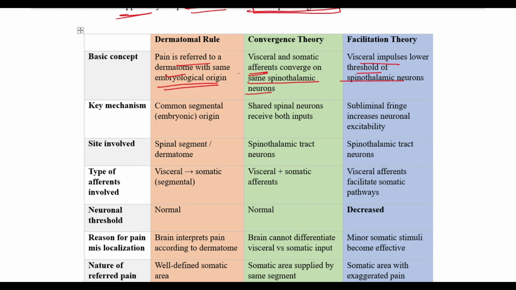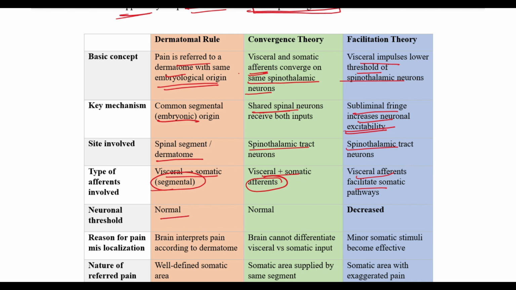The key mechanism in the dermatomal is that it's of same embryonic origin. Here it is because of the shared spinal neurons which receive both the impulses. And here we have the subliminal fringe which increases the neuron excitability. The site involved will be the spinal segment, here the dermatome. Here we have the spinothalamic tract. This is also by the spinothalamic tract. The type of afferents involved will be visceral to somatic, that too segmental. Here will be visceral and somatic afferents, that is the input neurons. And here we have the visceral afferents which will facilitate the somatic pathway.